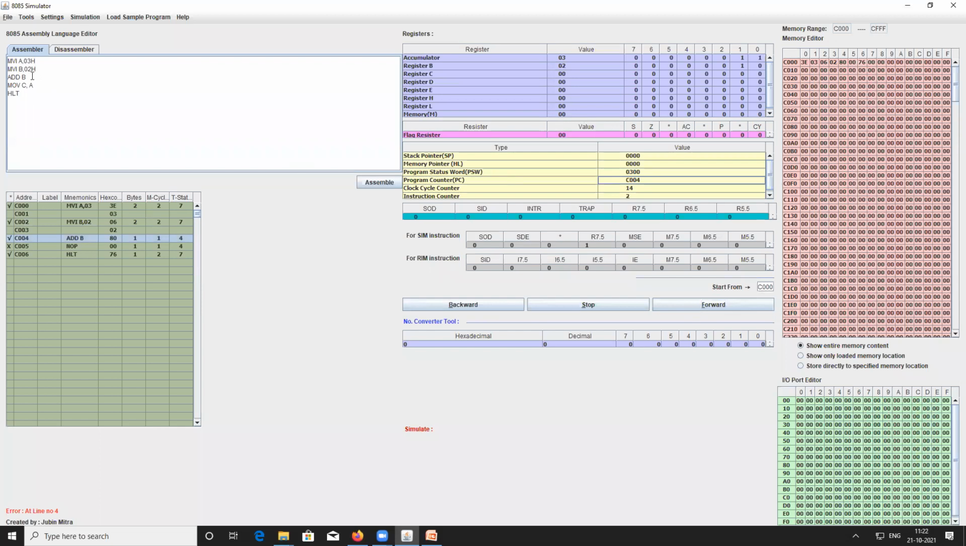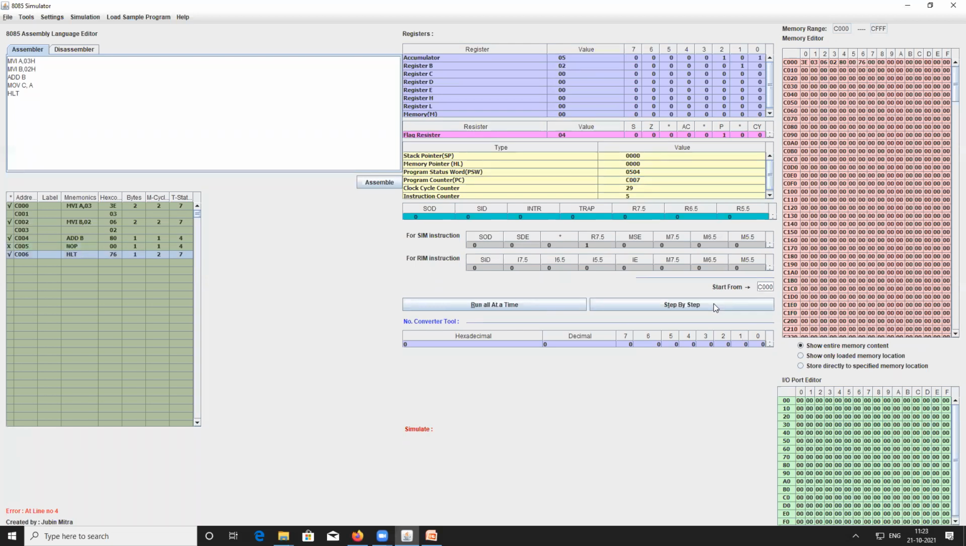04 means you have to put the value 02 into the register B. After that, what will happen? ADD B is at C005. ADD B means you have to add these two values, 2 and 3, and 5 is stored into the accumulator.